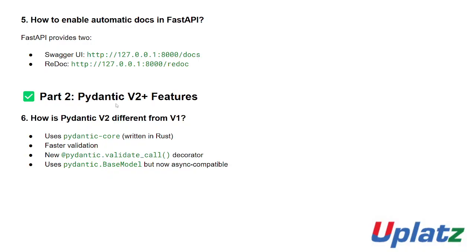Part 2, Pydantic version 2 plus features. 6. How is Pydantic version 2 different from version 1? It uses Pydantic core written in Rust, so it is much faster, with faster validation. New is the @validate_call decorator, which uses Pydantic BaseModel but is now async compatible.